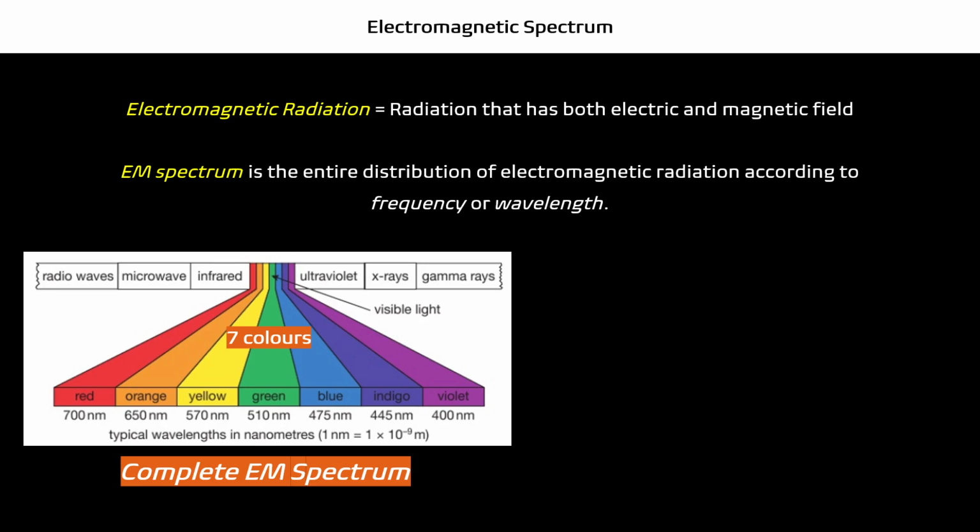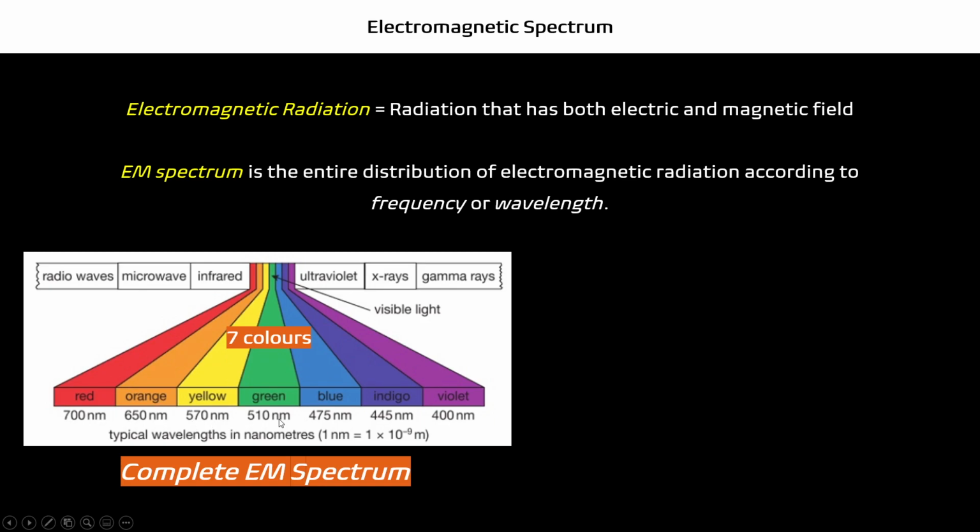Now, if you look at the complete electromagnetic spectrum, you will see that it is divided into radio waves, microwaves, infrared waves, and visible light, which is the reason that we can see. It is solely due to visible light. And we've got UV rays, X-rays, and gamma rays. Apart from visible light, which is composed of 7 colors, we cannot see any other rays with our normal eyes. The 7 colors are red, orange, yellow, green, blue, indigo, and violet.